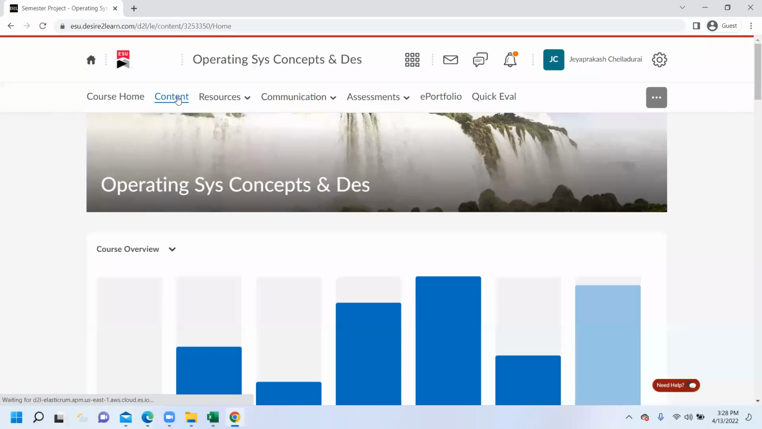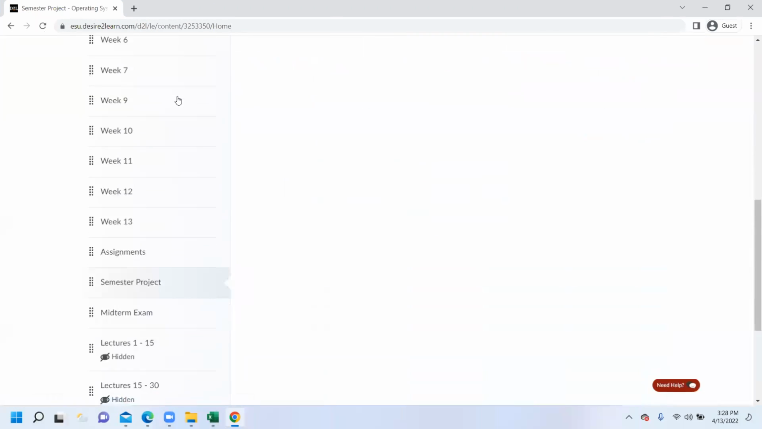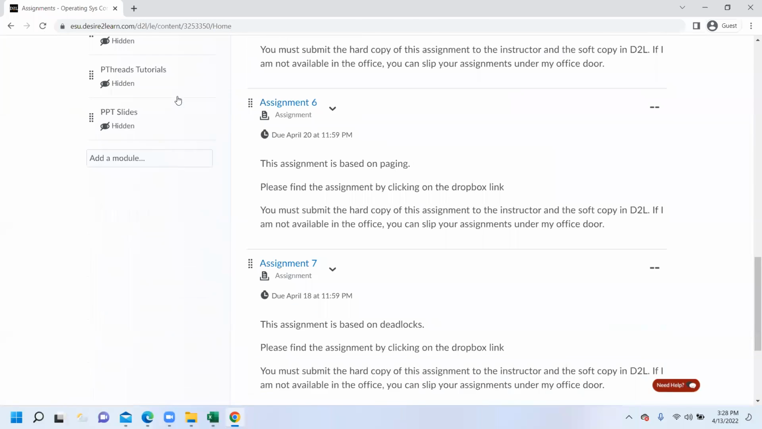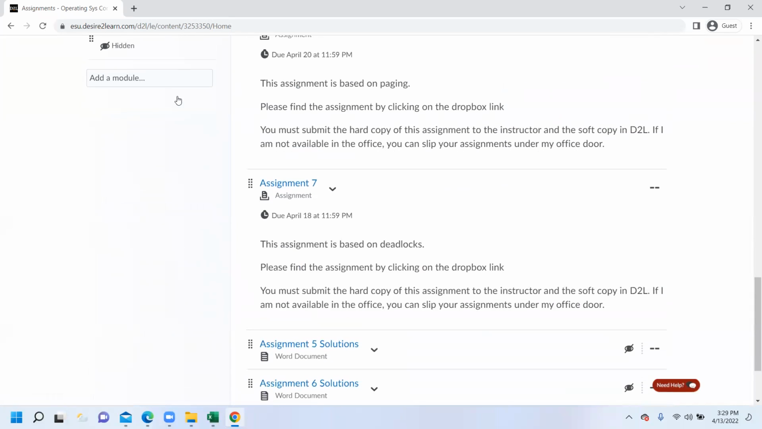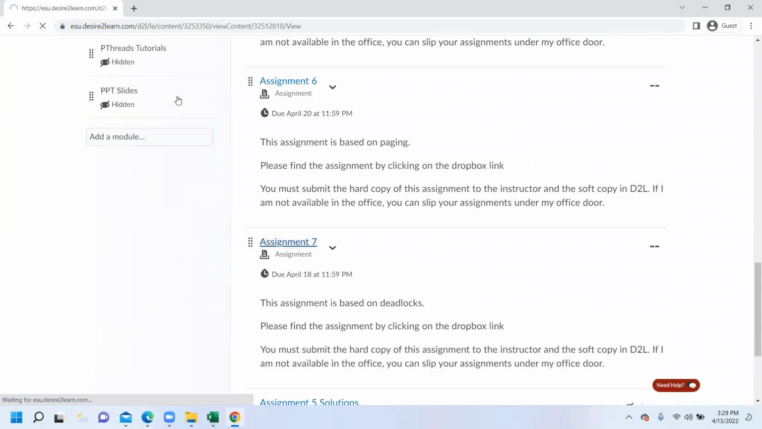So if you go to content, I have the assignment here. This is for the assignment students, which is the seventh assignment. Of course, you cannot see the solution, but the seventh assignment is based on deadlock.